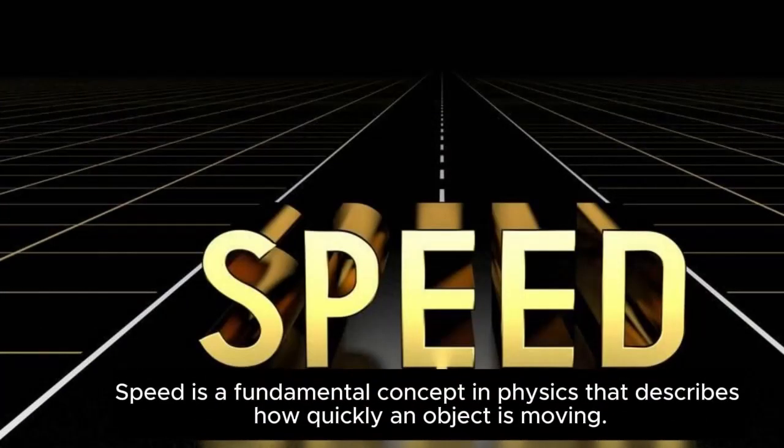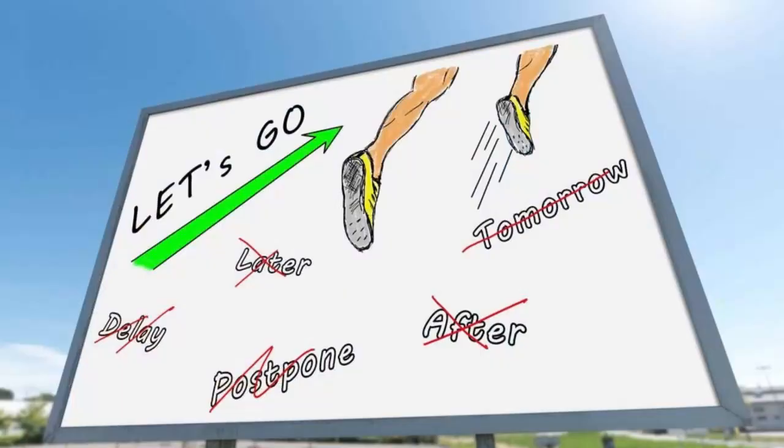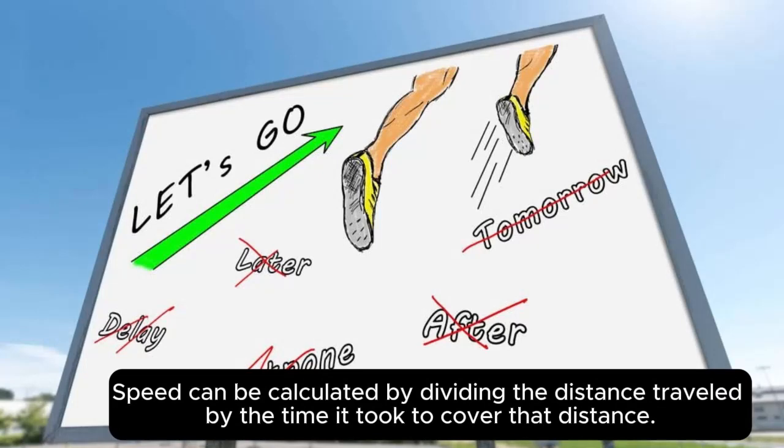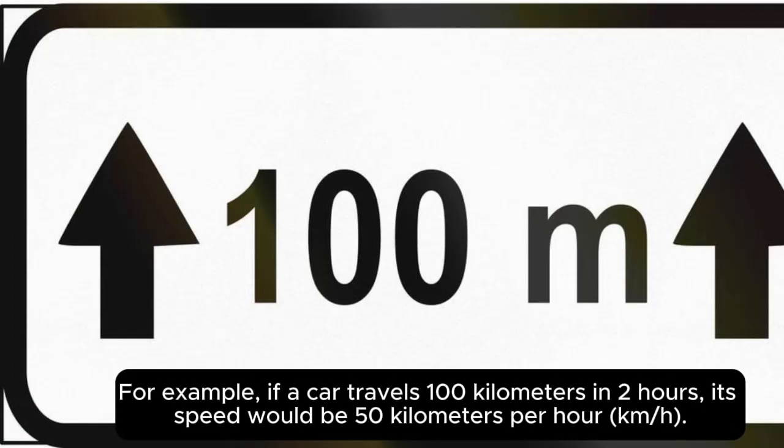Speed is a fundamental concept in physics that describes how quickly an object is moving. It is a scalar quantity, meaning it only has magnitude and no direction. Speed can be calculated by dividing the distance traveled by the time it took to cover that distance. For example, if a car travels 100 kilometers in 2 hours, its speed would be 50 kilometers per hour.